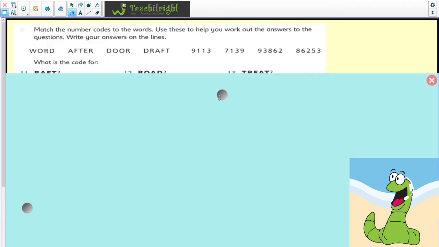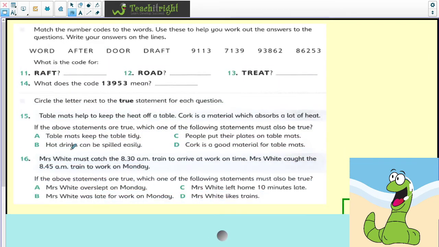Going on to the second part of this test. So the first one, we've actually got to match the number codes to the words. We have done some of these previously. Interestingly, on this particular question, you'll notice that some of the words have 5 letters, some of them have 4. So I think maybe if we focus on the first part of the matching here, so we've got to match these words with the code.